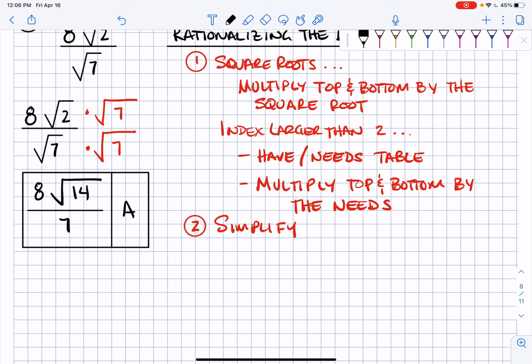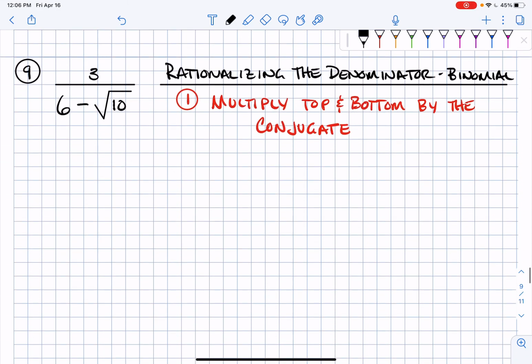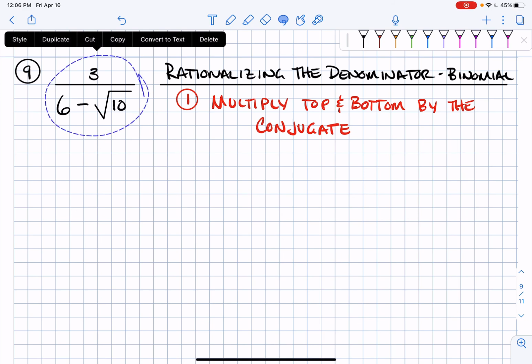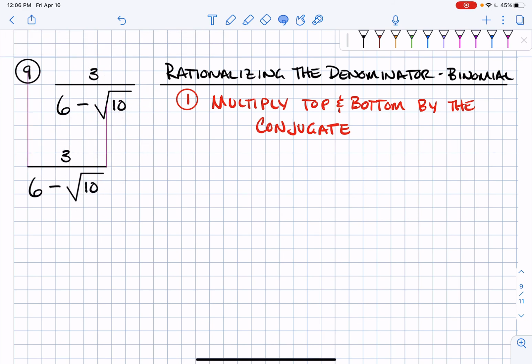And there you go. On to number 9. I'm still rationalizing the denominator, but this is a binomial, right? And typically I like parentheses around my binomial. So what I have to multiply by is the conjugate, the 6 plus square root of 10. If I do it to the bottom, I have to do it to the top.